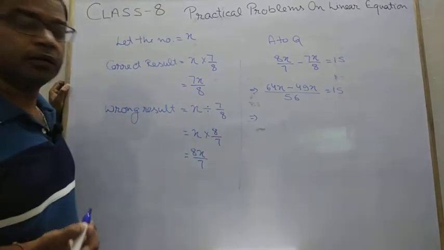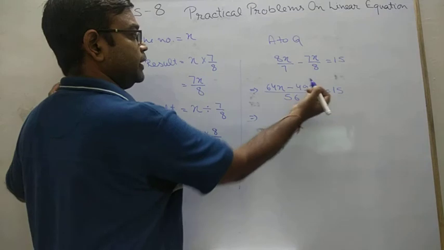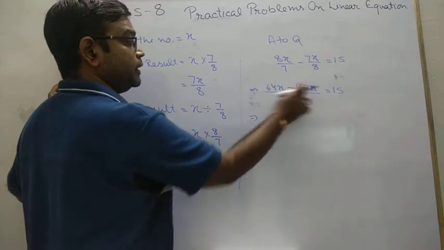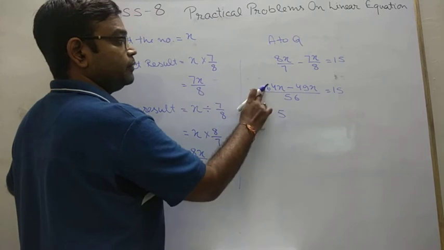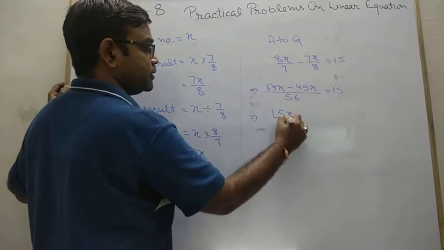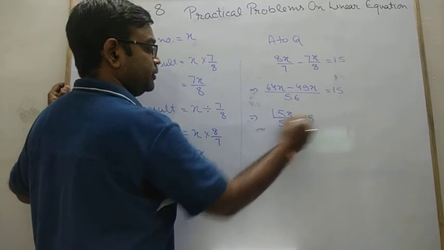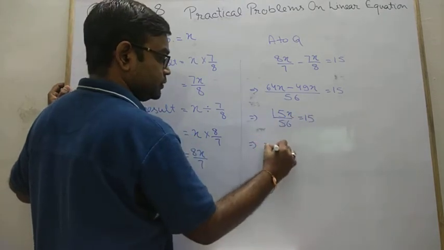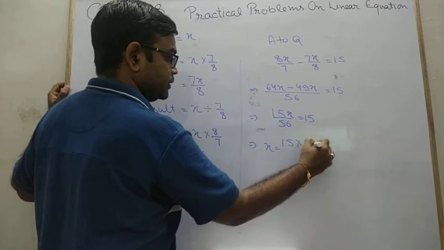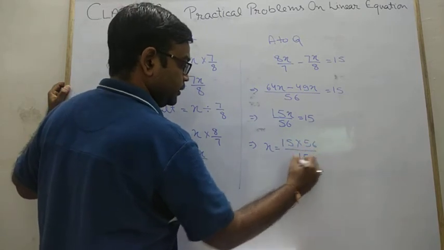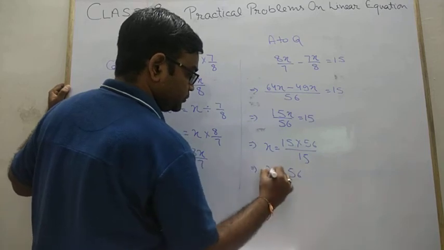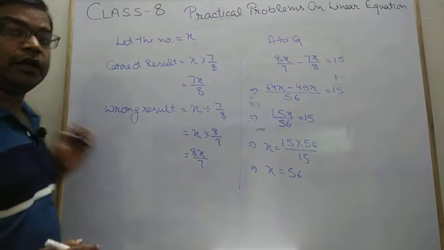Then solve this side. 14 minus 9, it's a 5, sorry. And that's 5. 5 minus 4, 1. 15x upon 56 equals 15. So what is the value of x? 15 into 56 upon 15. The value of x is 56. This is your required number.